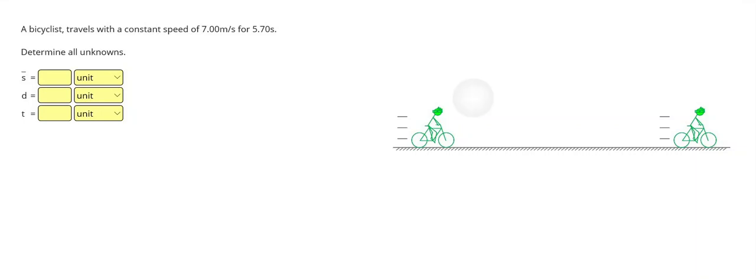A bicyclist travels with a constant speed of 7 meters per second for 5.7 seconds. All right, in this video, we're going to work on solving constant speed problems.